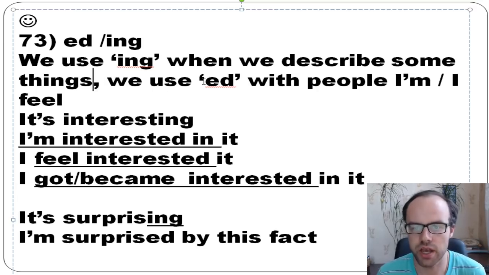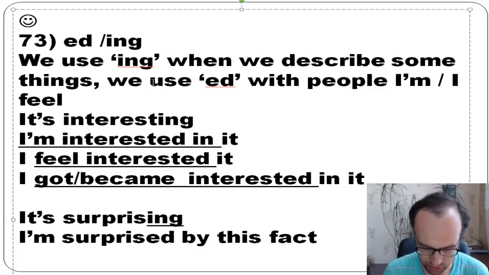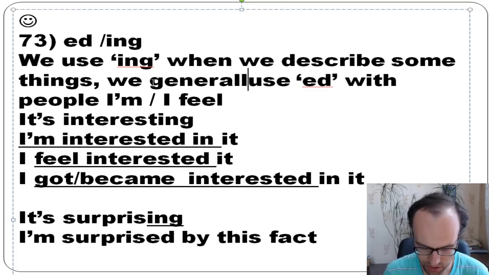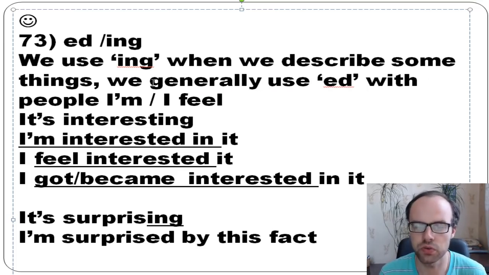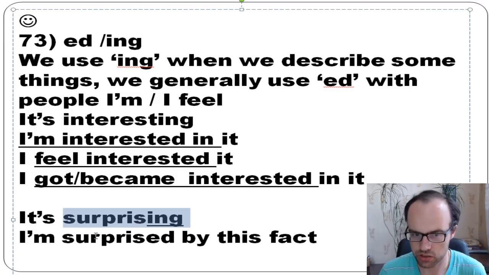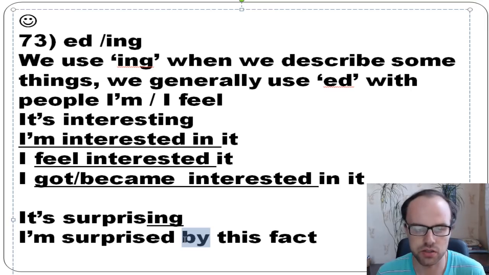So it's interesting, and we generally use ed with people. I feel interested, or I'm interested. Look, it's surprising, so we use ing, and I'm surprised, yes? So I feel surprised by this fact. You know, surprised by or at.